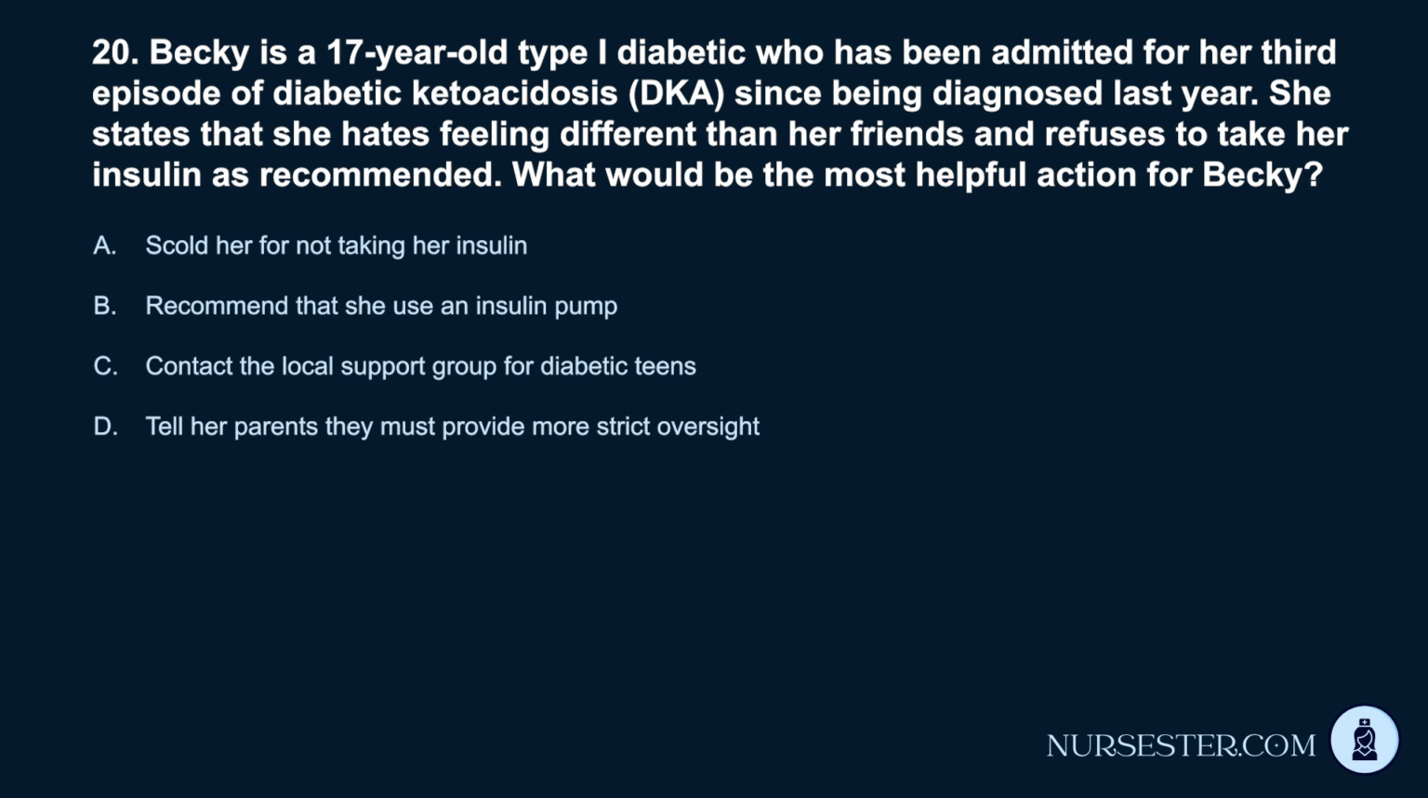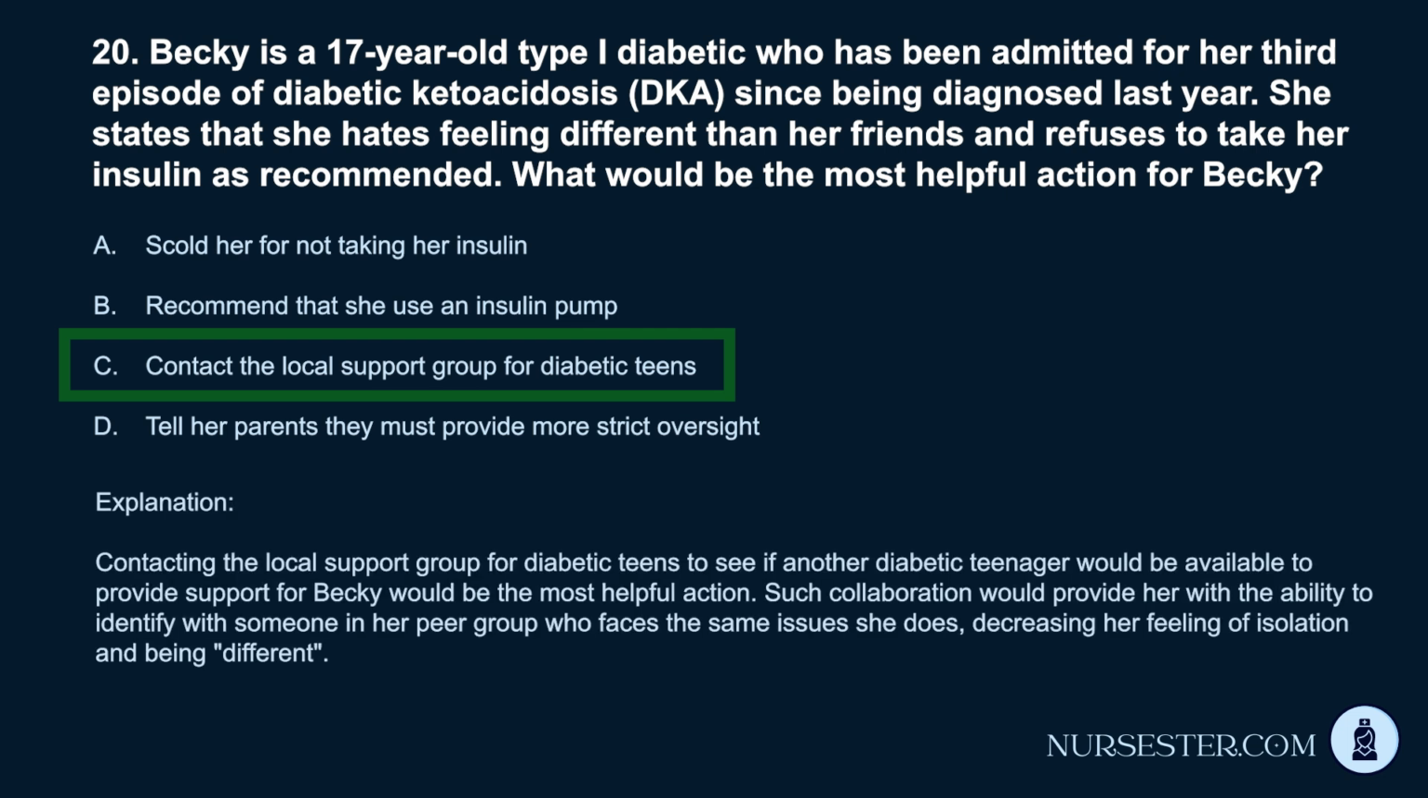A. Scold her for not taking her insulin. B. Recommend that she use an insulin pump. C. Contact the local support group for diabetic teens. D. Tell her parents they must provide more strict oversight. Correct answer: C. Contact the local support group for diabetic teens.